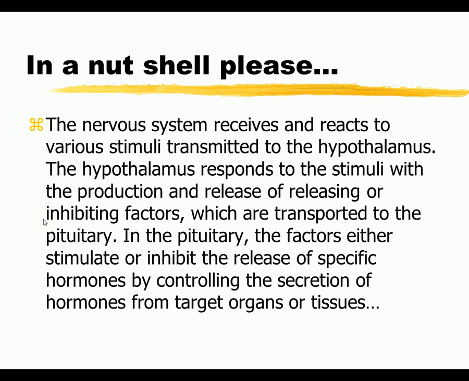So, in a nutshell, the nervous system receives and reacts to various stimuli that are transmitted to the hypothalamus. The hypothalamus then responds to the stimuli with the production and release of releasing or inhibiting hormones, which are then transported to the pituitary. So we start out, remember, with the hypothalamus. We've got either inhibiting or releasing hormones. Those are transported to the pituitary. And then in the pituitary, those factors either stimulate or inhibit the release of certain hormones, either the tropic or nontropic.